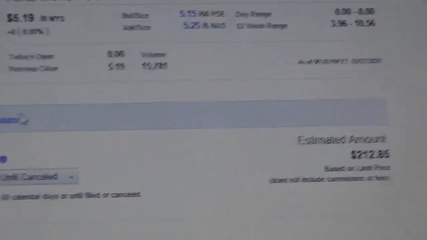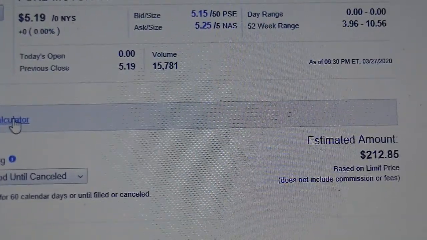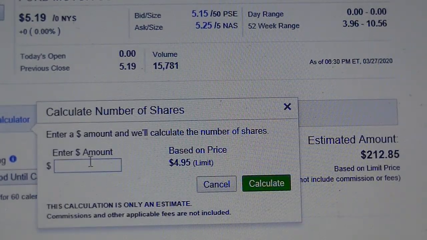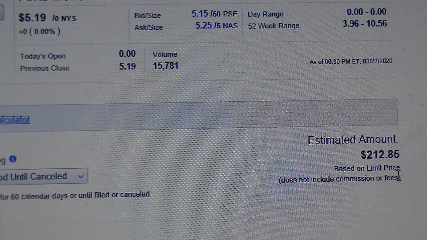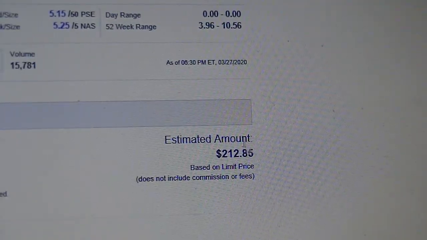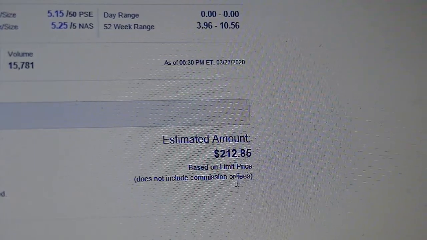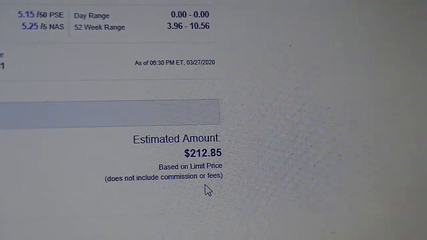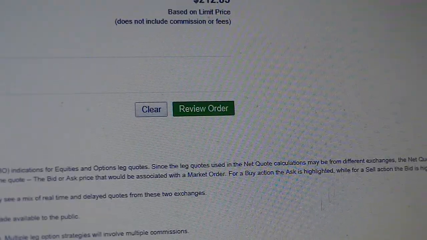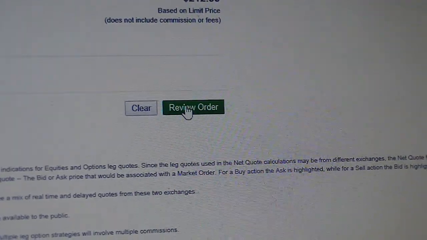They have a calculator here as well if you want to make some calculations, the same way that I did it earlier, based on the price you set. So 212.85 is the estimate. It does not include commission or fees, and I think they're not charging any. So I'm going to click on review order at the bottom here to see it.